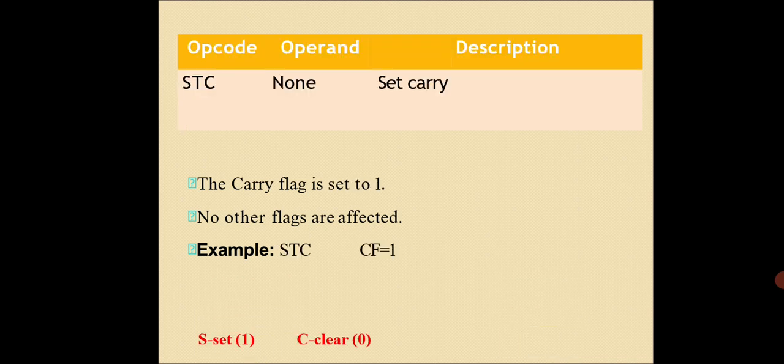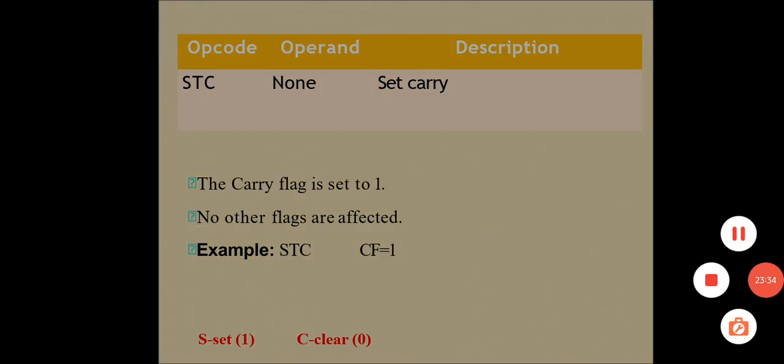The next instruction is STC. STC stands for set carry. This is also a 1 byte instruction. When executed, it sets the carry flag to 1. No other flags are affected. Example, you can see that STC, CF is equal to 1. Set is 1 and C, that is clear, is 0.